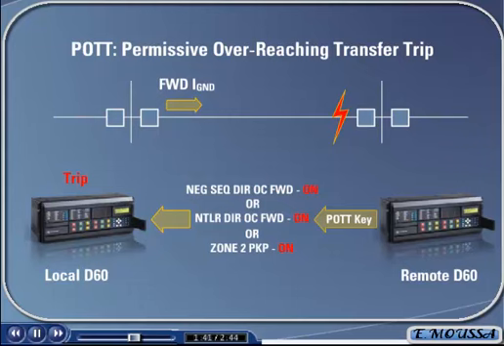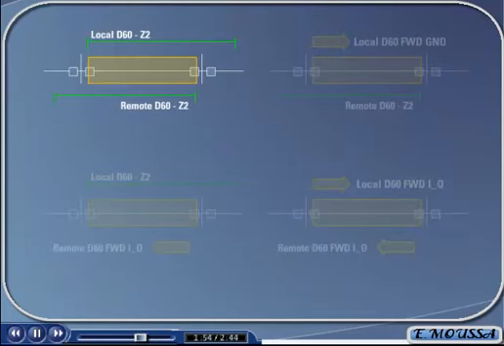Any combination of the two reasons the remote D60 sends transmit keys and the two reasons the local relay identifies a fault will isolate the transmission line and verify the fault is located on the transmission line we are protecting. As shown in Diagram 1, if Zone 2 of both relays identifies a fault, it is a clear indication that the fault is on the transmission line, so both relays will trip their respective breakers.